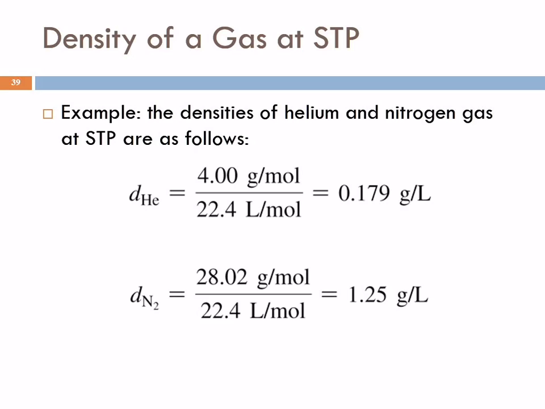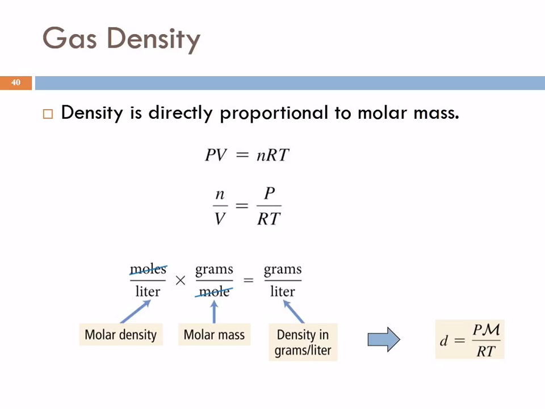So here they're doing examples. These are all at STP. The density of helium, you take the molar mass, divide it by 22.4. The units work out to 0.18 grams per liter. And the density of nitrogen is going to be significantly higher because in density, the mass matters. You've got the same number of particles in 22.4 liters, but the nitrogen particles weigh more. So the density is directly proportional to the molar mass. And so you can do this derivation and end up with this equation.